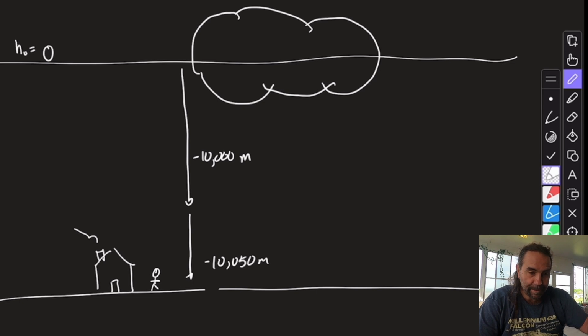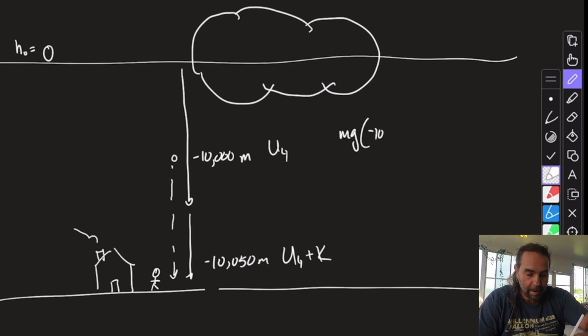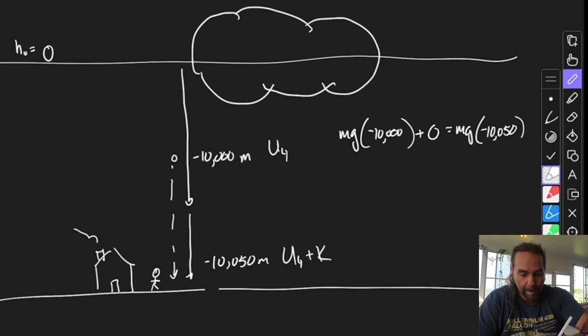If I want to figure out how fast something's going, if I drop it from there and it goes this distance, your math still works out to be the same. Up here we'd have gravitational potential energy. Down here we'd have gravitational and kinetic. It would be mgh plus no kinetic equals mgh plus kinetic. Oops.